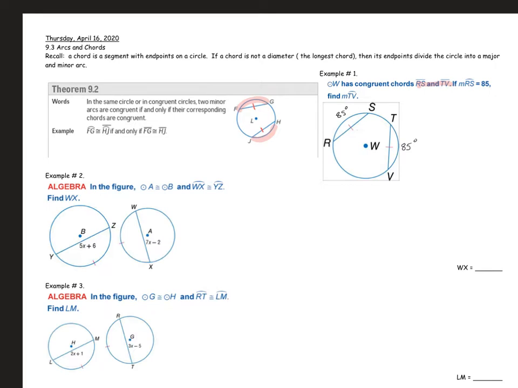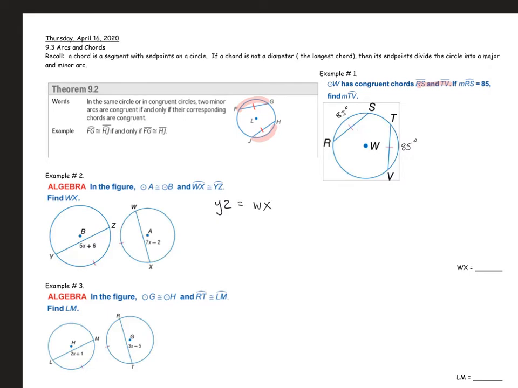Look at example number 2. You're thinking, well, how could it get a little bit more difficult? All right, it says in the figure, circle A is congruent to circle B, and the measure of arc WX is congruent to the measure of arc YZ. I need to find the length of WX, or chord WX. Well, because these arcs are congruent, that means that YZ will equal WX.